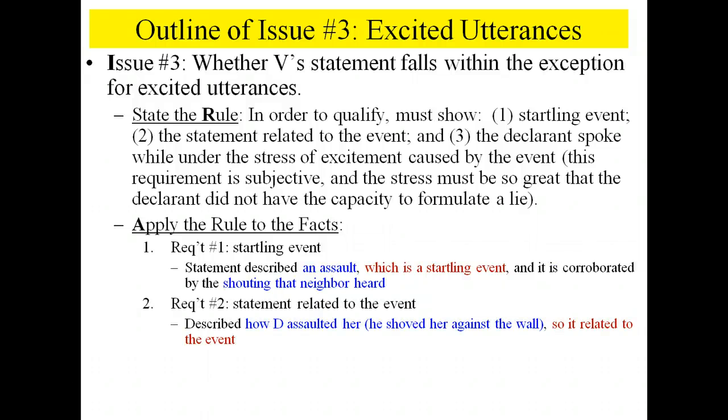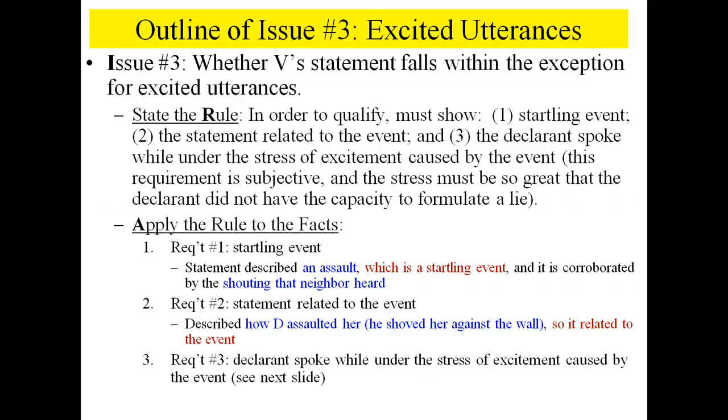Requirement number 2 is that the statement related to the event. You need to state that requirement and explain how it's met. Her description was about how defendant had assaulted her by shoving her against the wall, which relates to the event. And then you need to consider whether the declarant spoke while under the stress of excitement. Okay, there are facts going both ways on that issue, which I'm going to put on the next slide. Where there are facts going both ways, you should be sure to make the arguments for both sides.